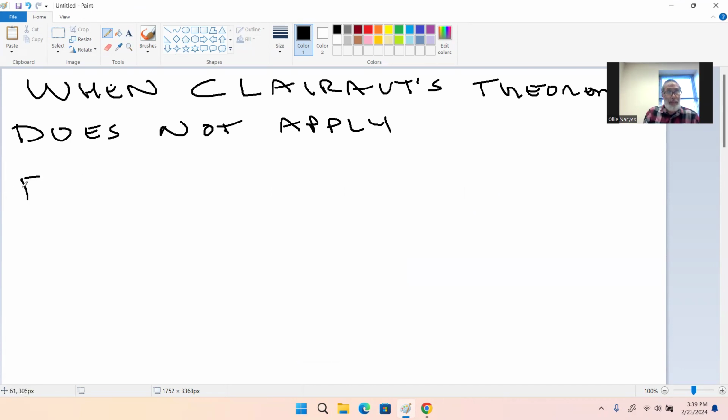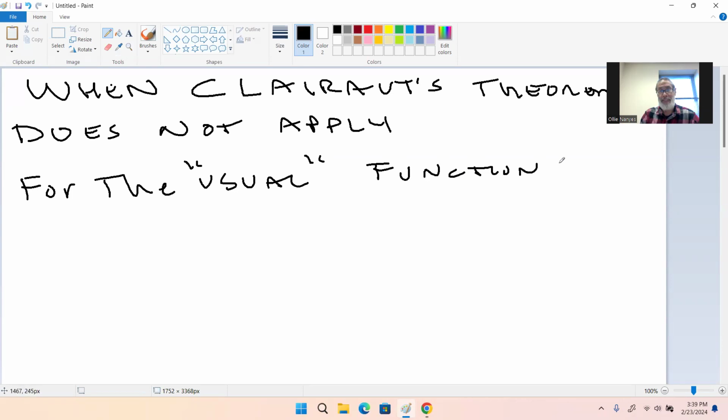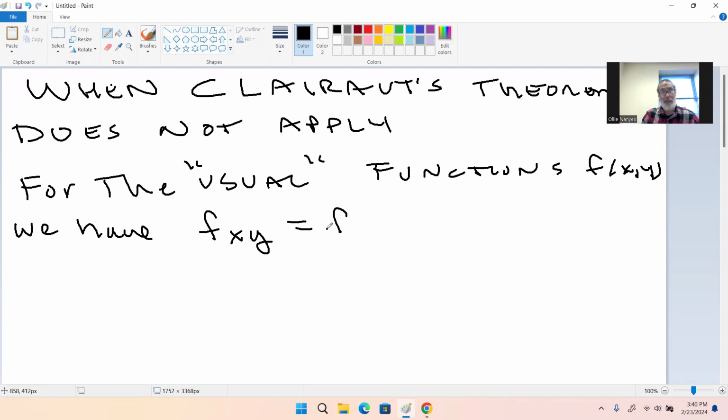All right, so in many cases, for the usual functions, and usual I'm going to put in quotes, I'm not going to be precise about that. Functions of two variables, we have that the mixed partial, if you take the partial with respect to x and then with y, is equal to f of yx.